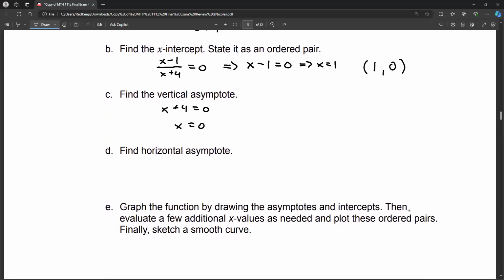Okay, now to find the horizontal asymptote. Note here with x minus 1 over x plus 4, the degree of the numerator is equal to the degree of the denominator. So the horizontal asymptote is just the ratio of the leading coefficients, which in this situation equals 1 over 1. So our horizontal asymptote is at y equaling 1.